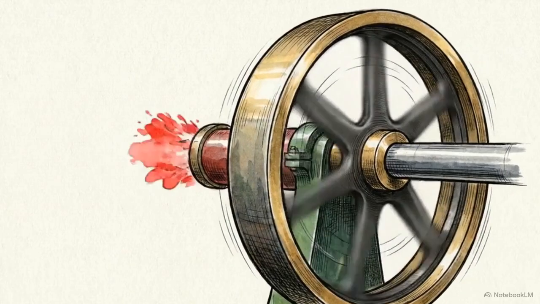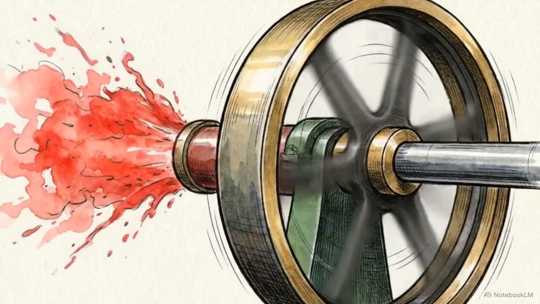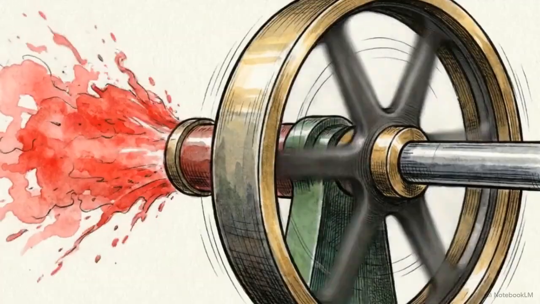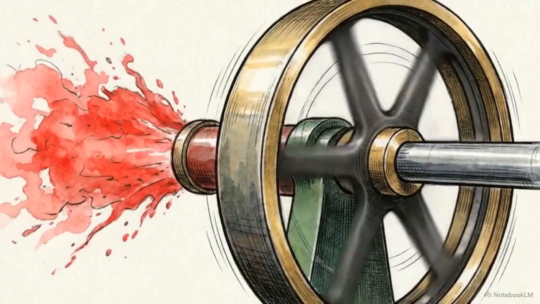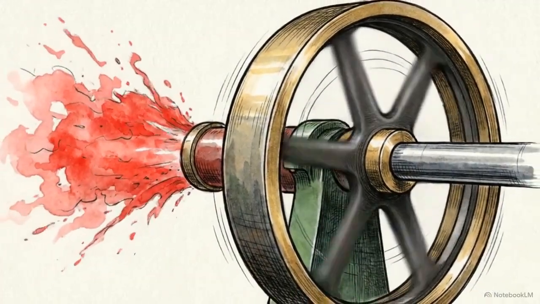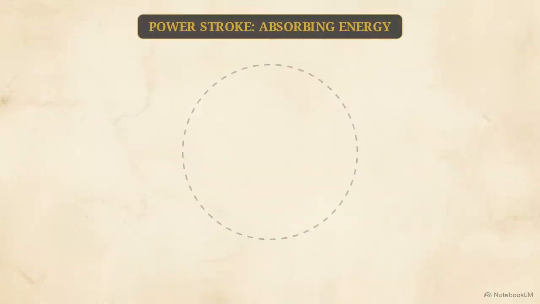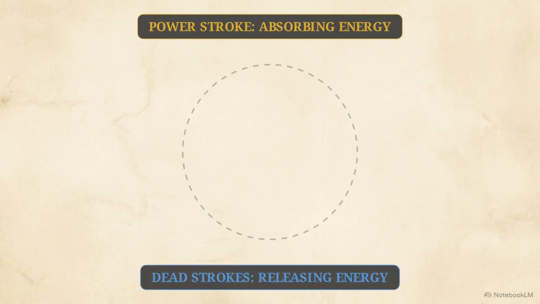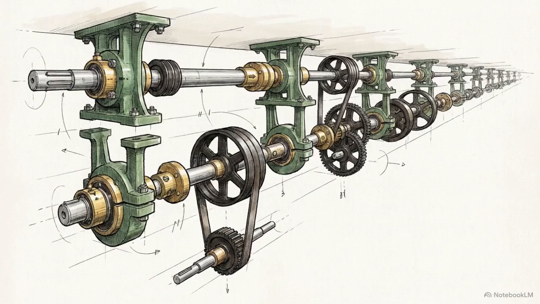A flywheel operates strictly inside the engine to manage the turning moment. It smooths out the power fluctuations generated during a single combustion cycle. Physically, the flywheel is a reservoir of kinetic energy, passively absorbing power during the power stroke and releasing it during the dead strokes. A governor manages a different operational domain, external load variations that occur across multiple engine cycles.